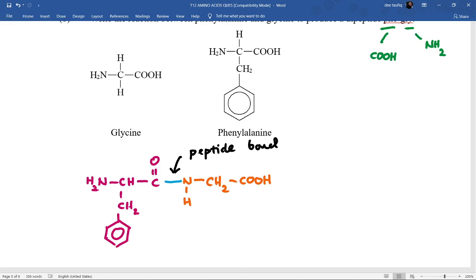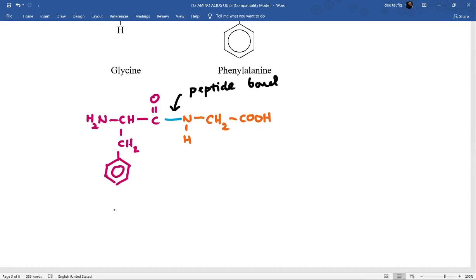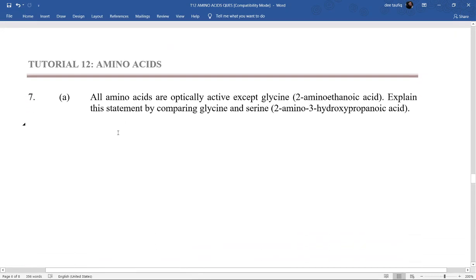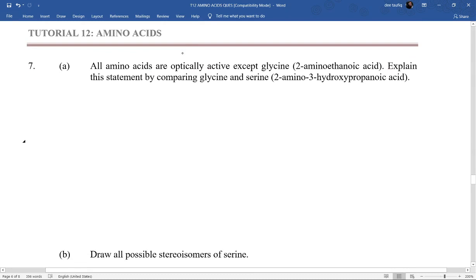Sebab dia minta kita buat phenyl, so yang depan ni adalah structure from P, yang belakang adalah gly atau gly. Next, all amino acids are optically active, meaning contain chiral carbon, C star pula. Chiral carbon. Except for glycine, explain this statement by comparing glycine and serine.